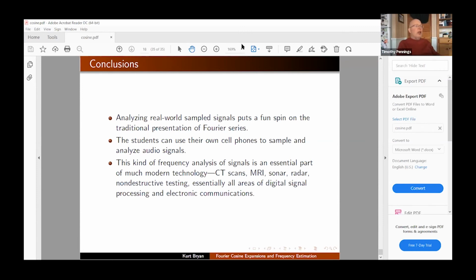Kurt, Tim Pennings here. What are some practical reasons why a person would want that information? Where would that be helpful in industry, for example? In the frequency analysis? Yeah.